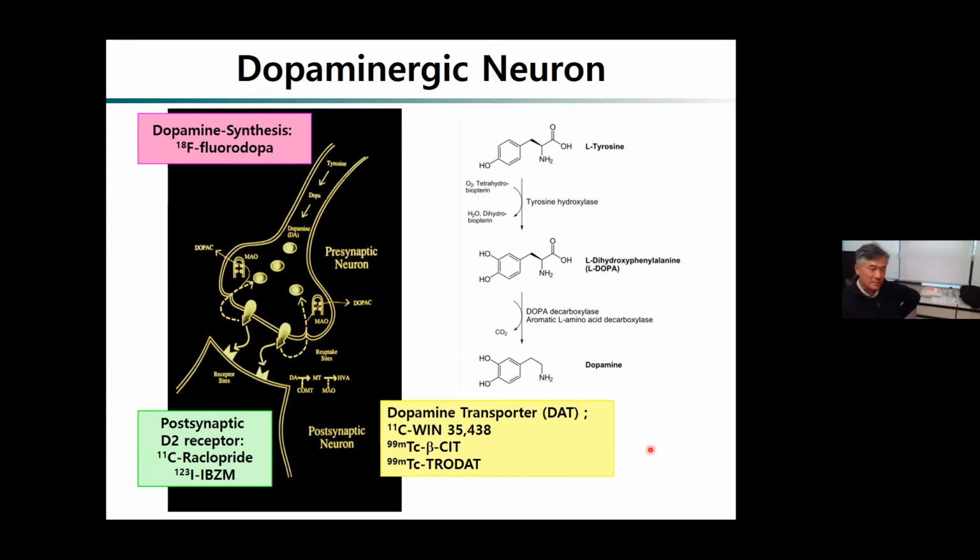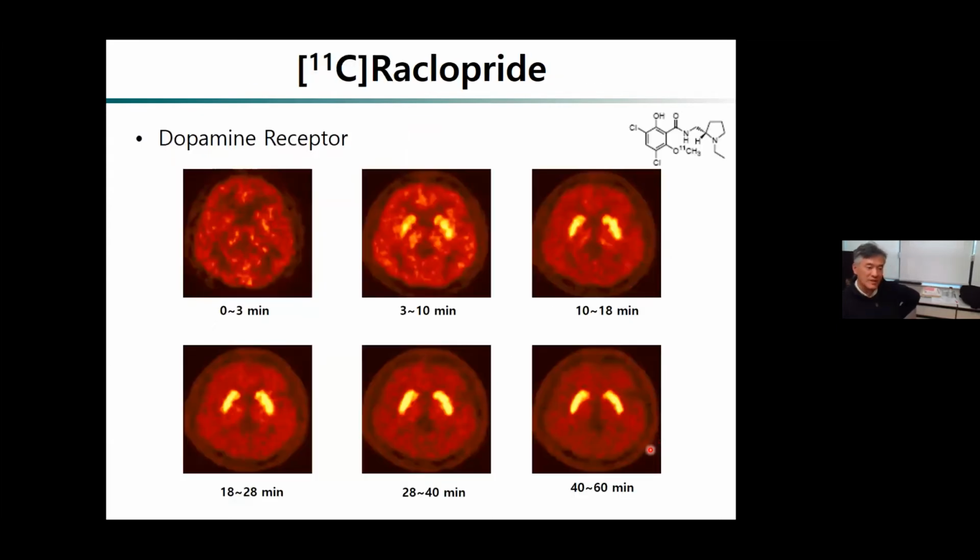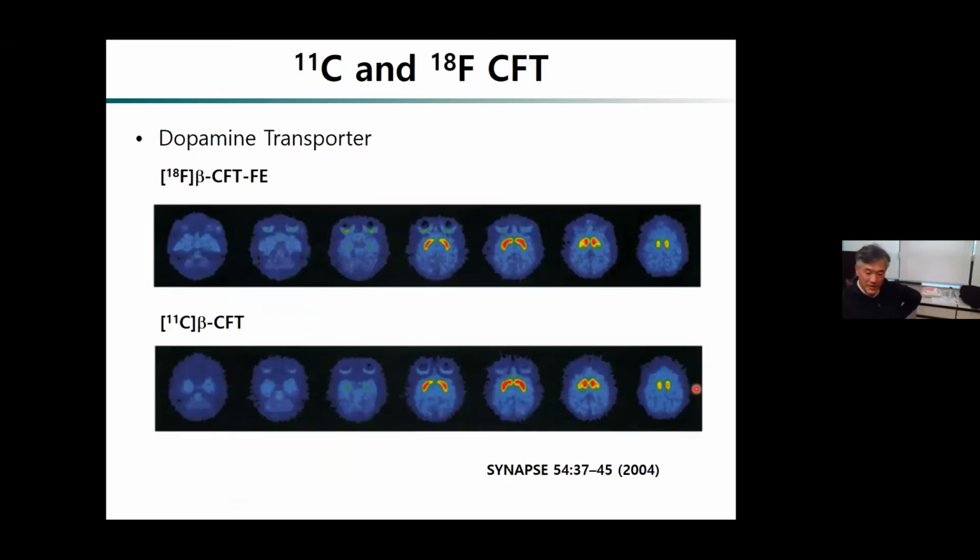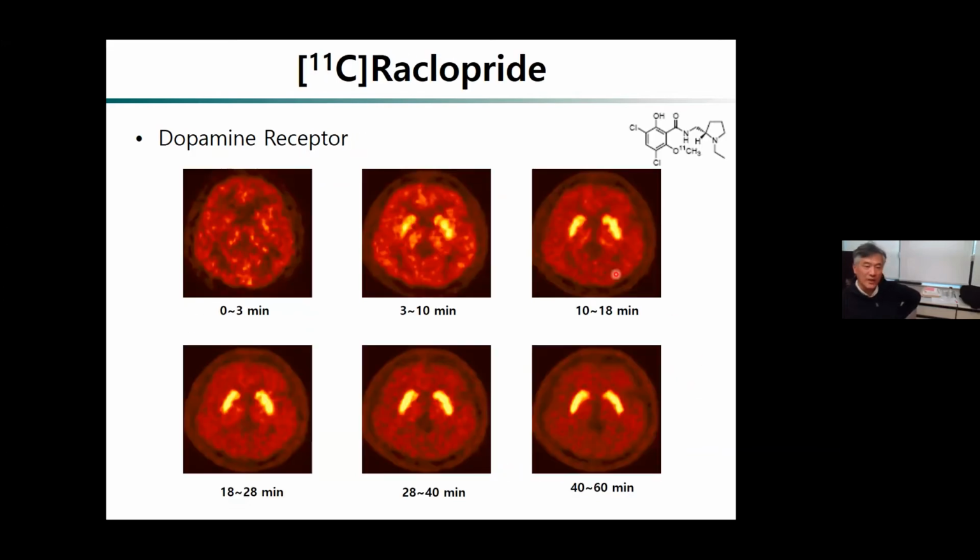Here you can see the C11 labeled raclopride receptor imaging, and this is the normal imaging. And then in the patient, the uptake should be reduced in this specific area of the brain.